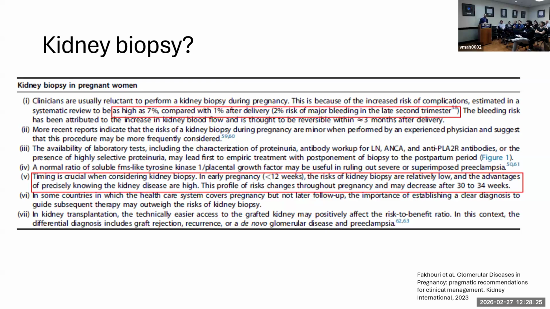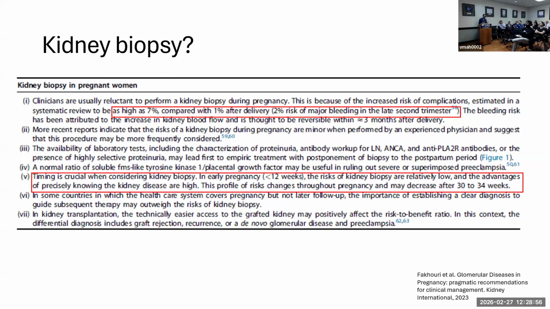The other thing here is that timing is crucial. There's no guideline saying it's safe to do a kidney biopsy at this time. The recommendation is that earlier in pregnancy, your benefit of being able to diagnose glomerular disease and have some sort of therapeutic impact is higher, so it's probably more beneficial. But as pregnancy progresses, that risk becomes higher, and it's less likely that you're going to make some sort of change. And of course, delivery also becomes more of a possibility.